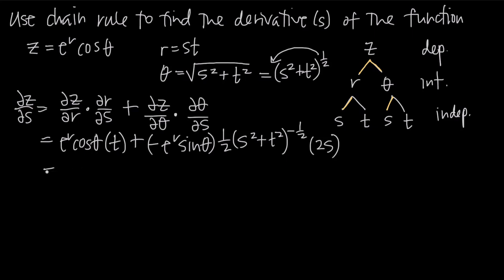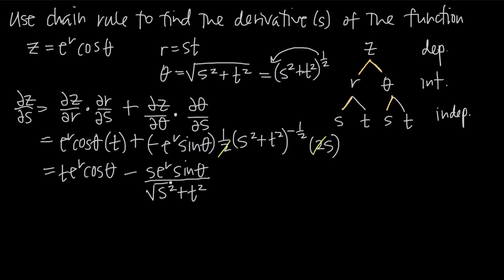Now we just need to simplify this, so we'll go ahead and say t e to the r cosine of theta. Here in our second term, we're going to get a 2 in the denominator to cancel with the 2 in the numerator. We'll bring the s out in front, so we'll say minus s e to the r sine of theta. Here we have s squared plus t squared raised to the negative 1/2. If we move this whole term to the denominator, this exponent will become positive, so we'll have s squared plus t squared to the positive 1/2, which we can rewrite as the square root of s squared plus t squared.